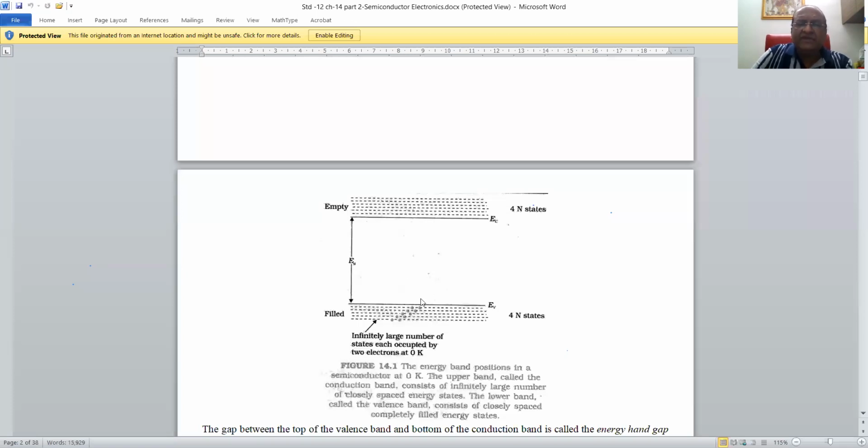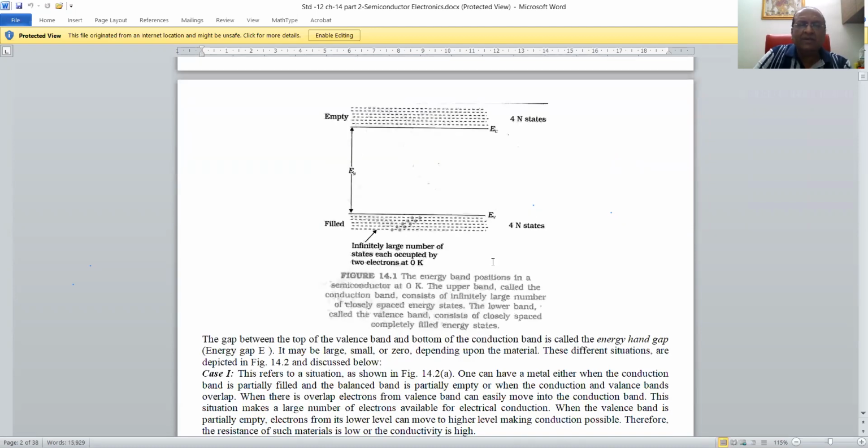Now, this gap between the uppermost energy level of valence band and the lowermost energy level of conduction band is called energy gap, or it is also known as a forbidden gap. So in this one, energy levels are not available.